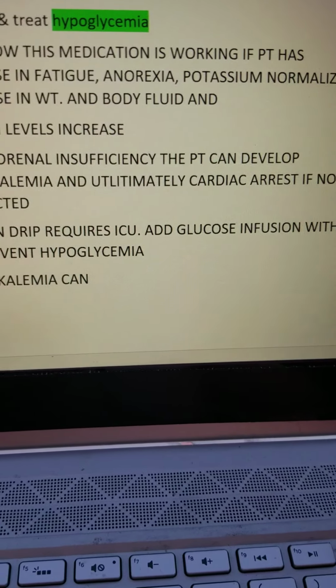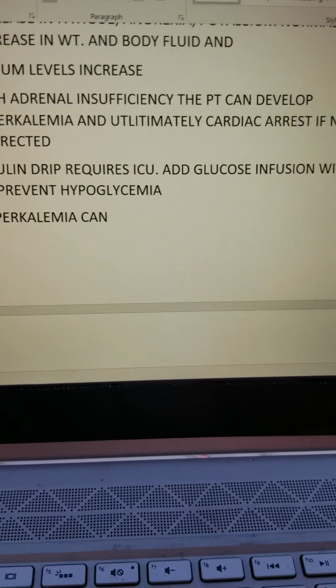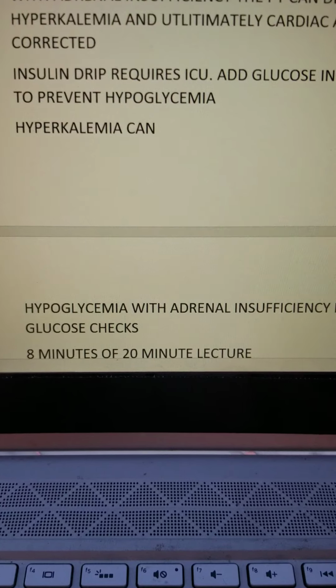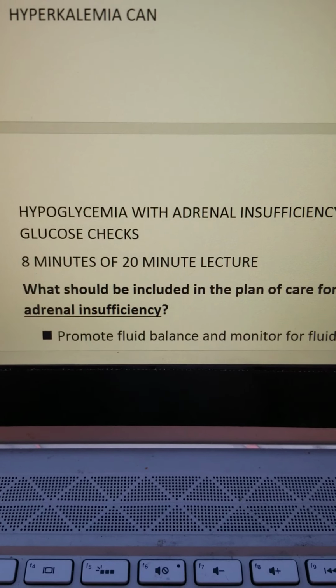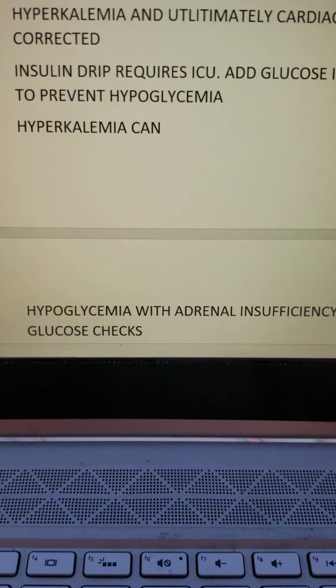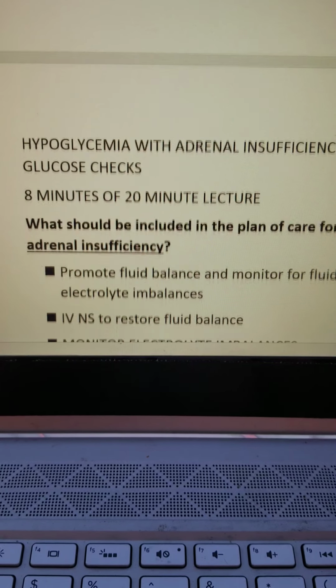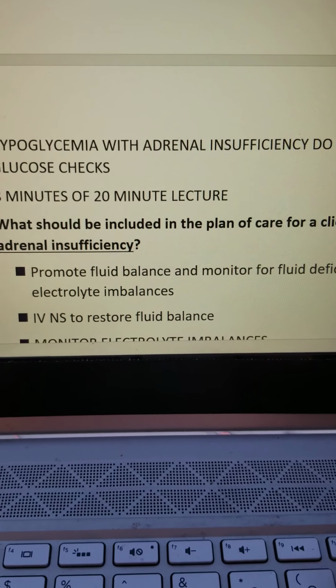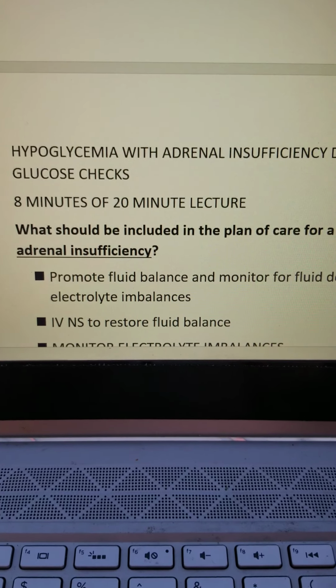Monitor ECG, cardiac monitor. Insulin drip requires ICU. Add glucose infusion with it to prevent hypoglycemia. Hyperkalemia can cause cardiac arrest, so it's very important to monitor. Hypoglycemia with adrenal insufficiency, do frequent glucose checks.